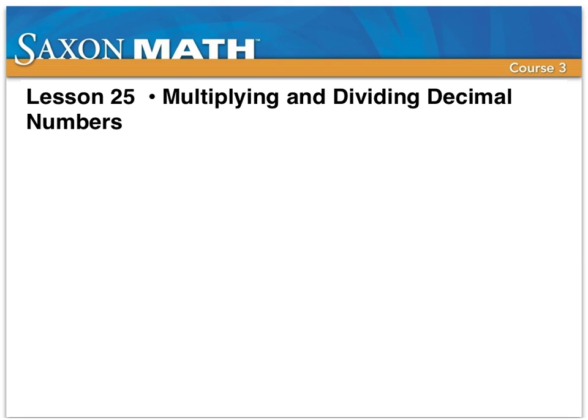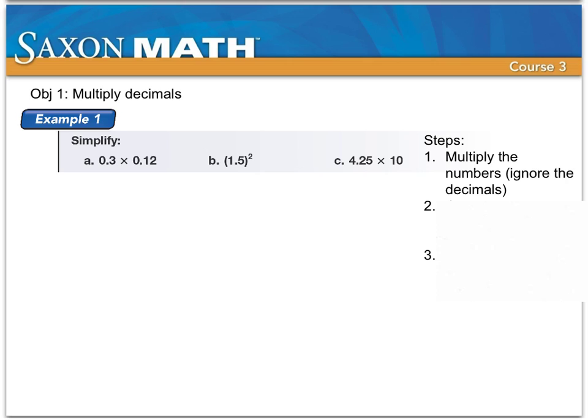Okay, welcome back to lesson 25, multiplying and dividing decimal numbers. Let's get going. Our first objective is to multiply decimals. We got 3 examples here. The first step is to multiply the numbers, ignoring the decimal points. So let's go ahead and get started on our examples.